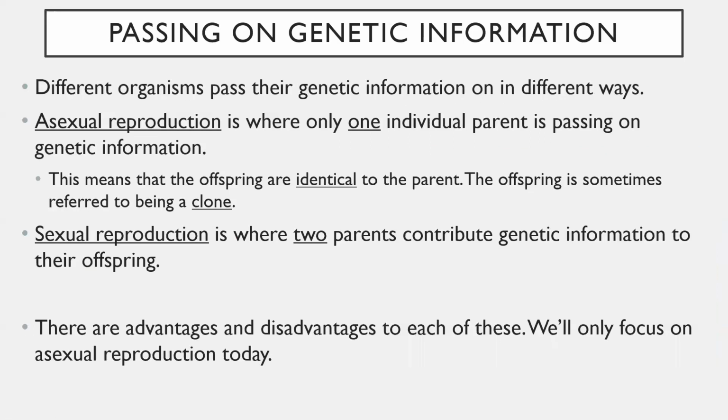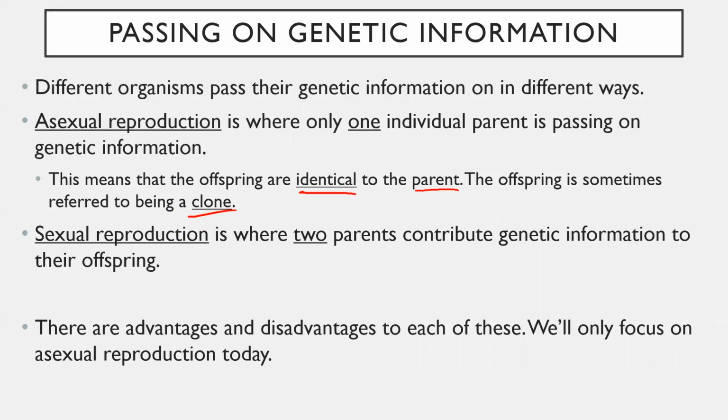So different organisms pass their genetic information on in different ways, right? Asexual reproduction is where only one individual parent is passing on genetic information. This means that the offspring are identical to the parent. The offspring is sometimes referred to as being a clone, right? Asexual reproduction is where one parent basically clones themselves. That's as simple as we can put that one.